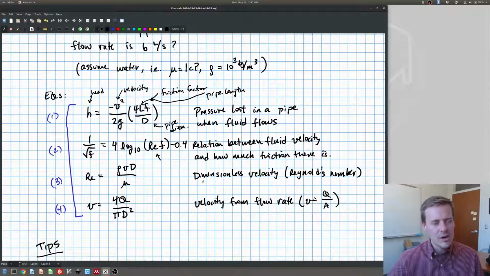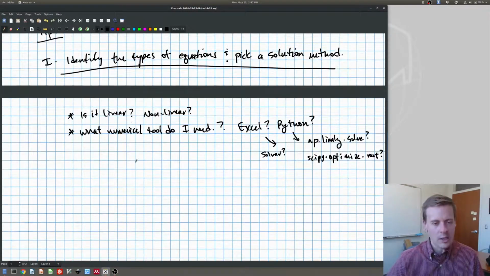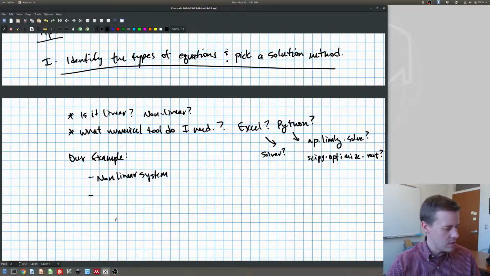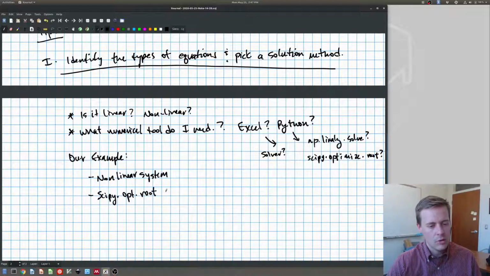But if we stare at this for a few minutes, it's almost certain that we've got something nonlinear, all right? And so our example, okay, we have a nonlinear system, all right? And so we should then be expecting to use something like Python's scipy.optimize.root, okay? So I'm going to put that down, scipy.optimize.root, which is in Python.